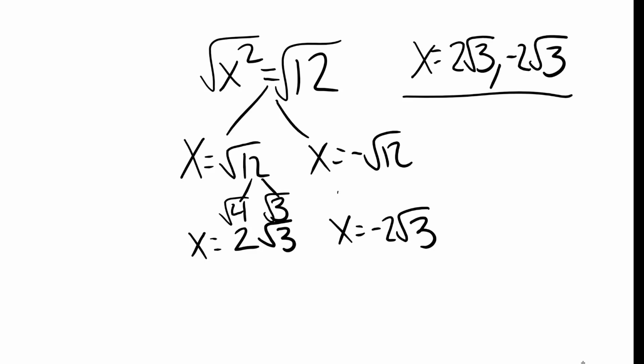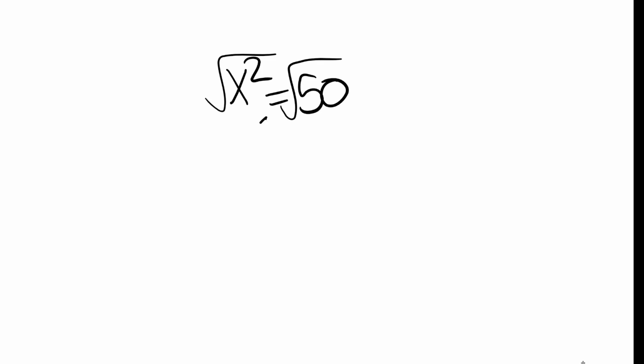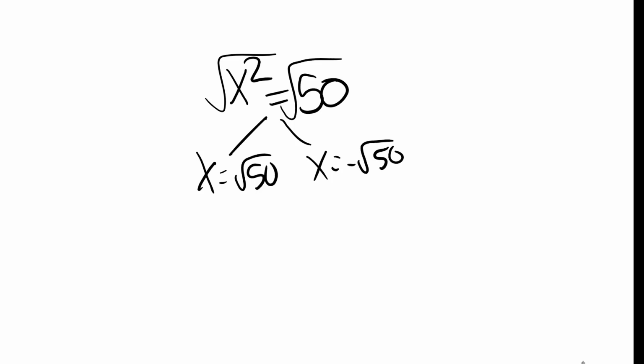To do another kind here where the numbers are a little less kind, let's try x squared equals 50. All right, in this question, we square root both sides. Split to 2. x equals root 50. x equals negative root 50. And now I have to simplify the radical. What goes into 50? 2 and 25. And the nice part is, I know the square root of 25. It's 5, which makes this answer just 5 root 2.